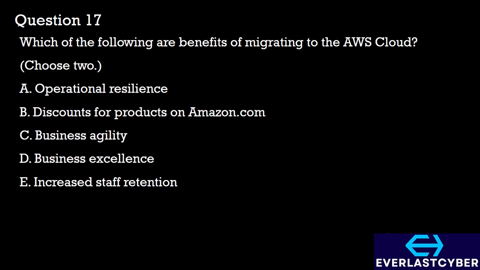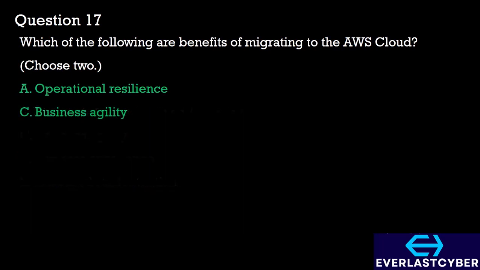Question 17. Which of the following are benefits of migrating to the AWS cloud? For this, we'll be choosing two options. A. Operational resilience. B. Discounts for products on Amazon.com. C. Business agility. D. Business excellence. E. Increased staff retention. For this, we'll be going with options A and C.